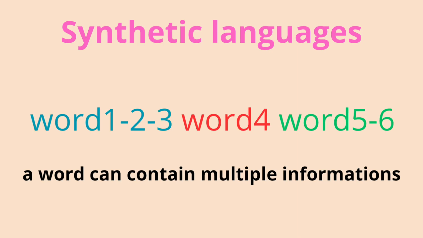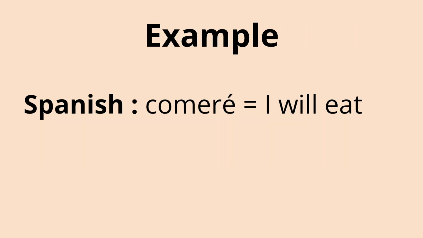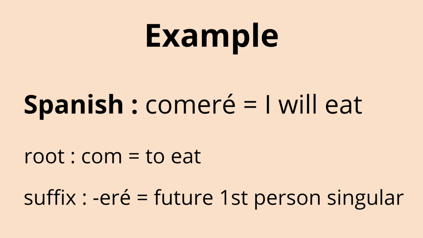Now for synthetic languages. In a synthetic language, grammatical relationships are built into the words themselves, through affixes or internal changes. This is the opposite of analytic languages, where words don't change at all. So one word can pack in a lot of grammatical information. It might include the verb, the tense, the person, and even the object sometimes. For example, in Spanish, comeré is one word meaning I will eat. Com is the root, meaning to eat. Ere is the suffix for the future tense at the first person singular.